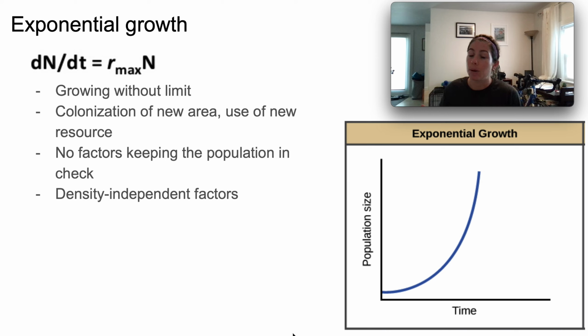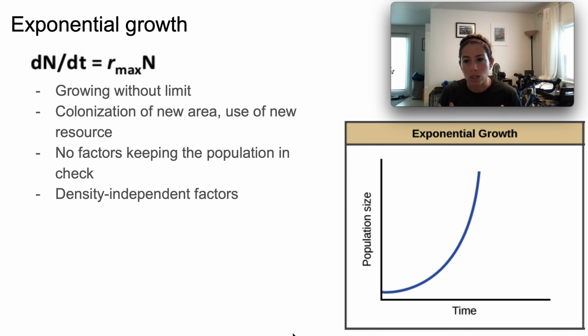Here we're going to talk a little bit about density-independent factors. Density-independent factors are usually tied into exponential growth. In exponential growth, you have these big booms followed by bust periods. And what makes that bust happen are these density-independent factors. Regardless of how dense that population is, the factor itself does not change intensity.